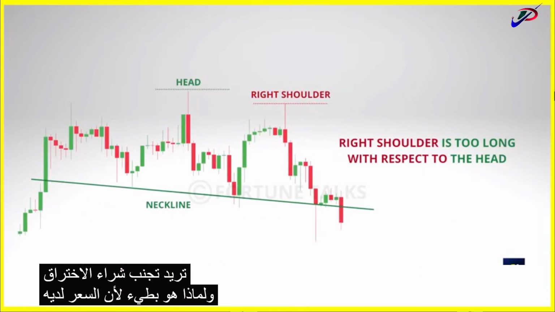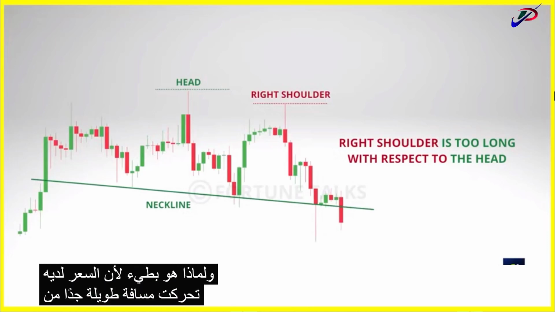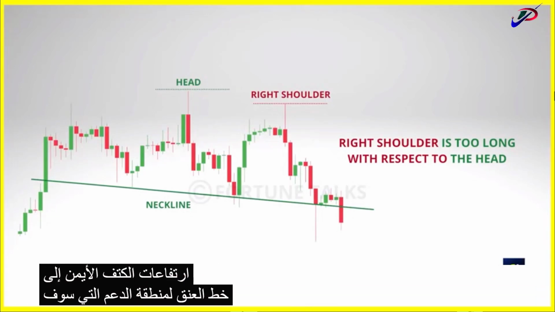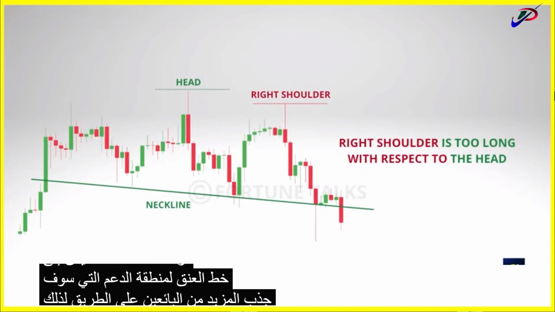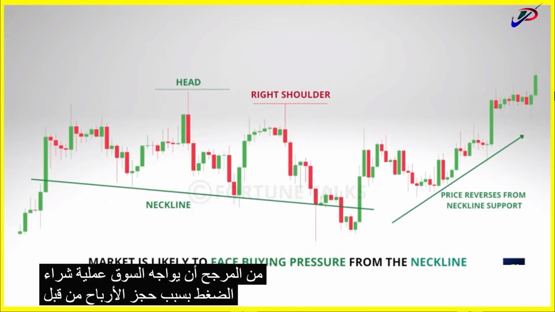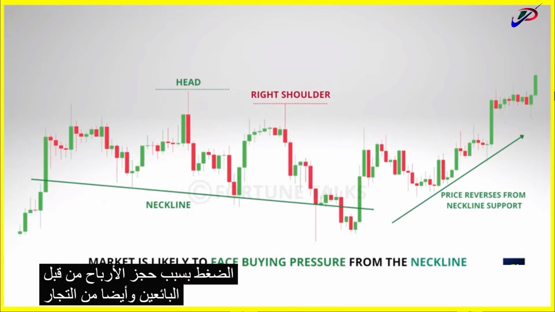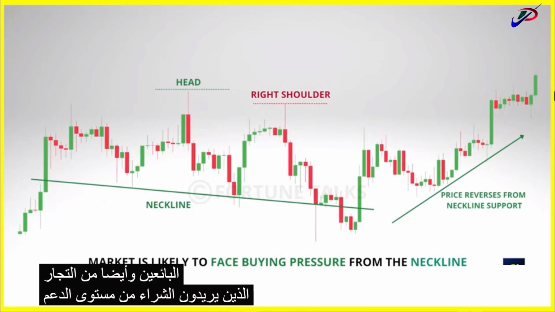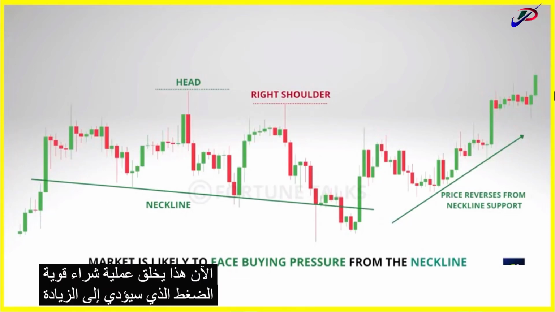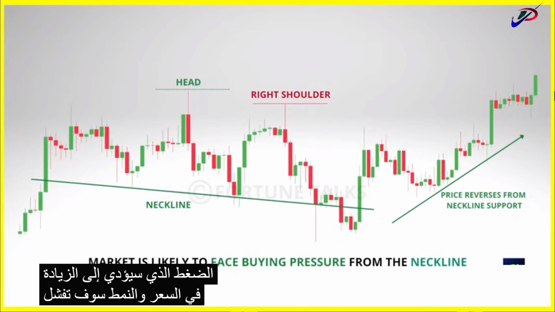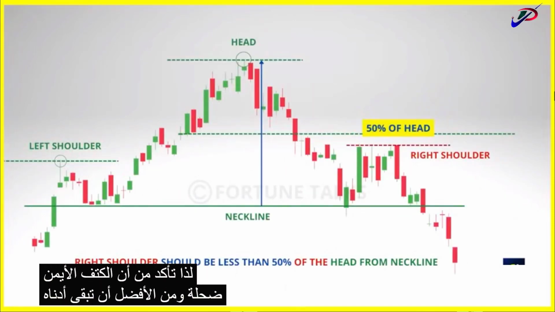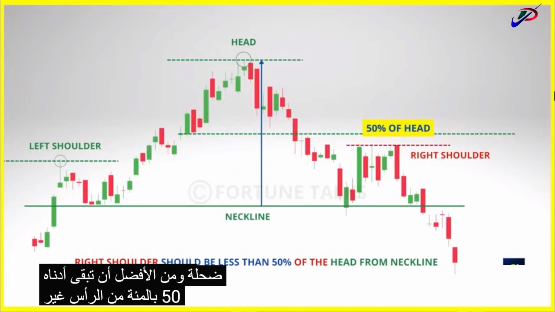And why is it so? Because the price has moved a very long distance from the highs of the right shoulder to the neckline or the support area, which will attract more sellers on the way. So the market is likely to face buying pressure due to the profit booking by the sellers and also from the traders who want to buy from the support level. Now, this creates a strong buying pressure which will lead to an increase in the price and the pattern will fail. So make sure that the right shoulder is shallow and ideally it should stay below 50% of the head.